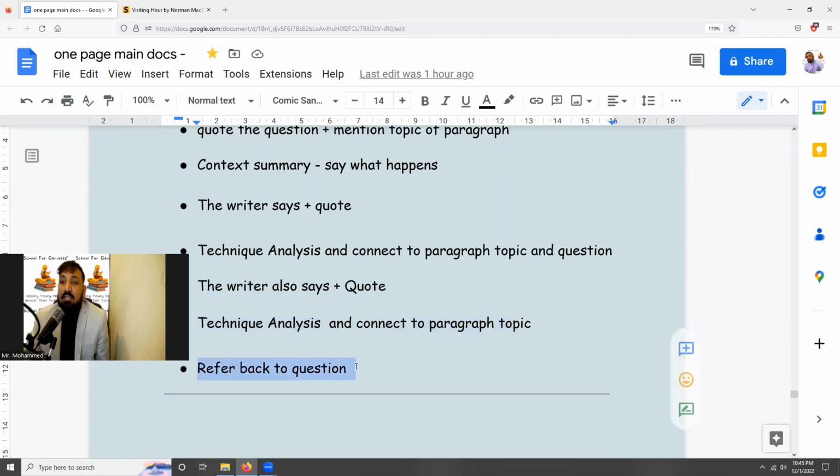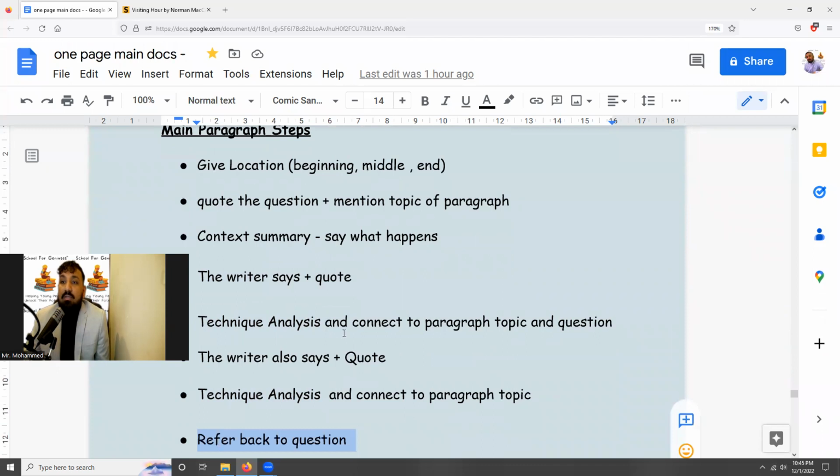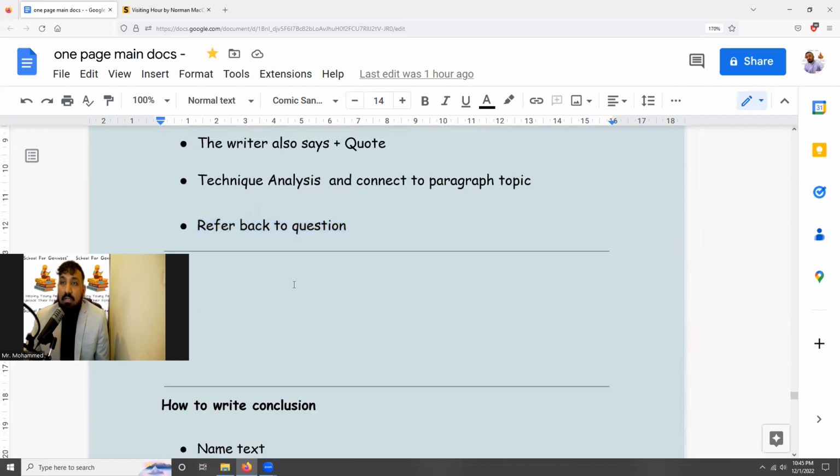Okay, and then the last thing you do is you just connect all of this together. This shows the text features the powerful emotion of sadness, because that's it. Okay, so that is the sort of overall, and that was my sort of verbal explanation. What I'll do now, okay, is we'll very quickly write a paragraph together. So this will be your example paragraph.